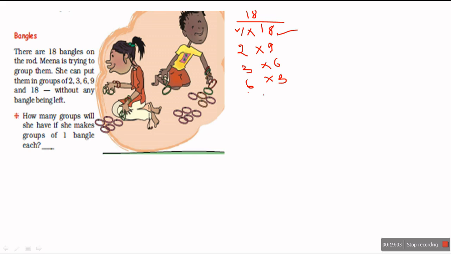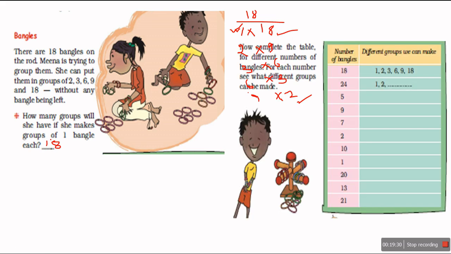7 is not a factor of 18. 8 is not a factor. 9, 9 twos are 18. If she makes a group of 9 bangles, there will be 2 groups. So these are the possible ways of making groups. If she makes a group of 1 bangle each, there will be 18 groups. So these are the different groups we can make.